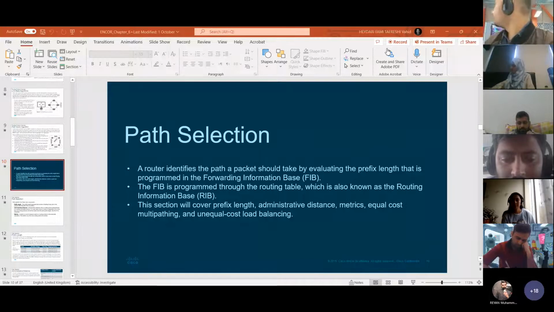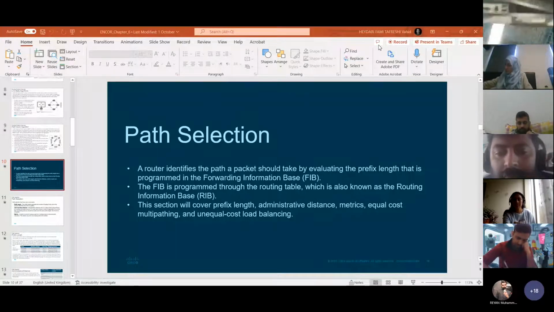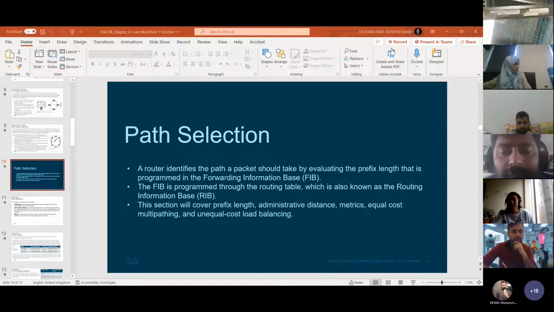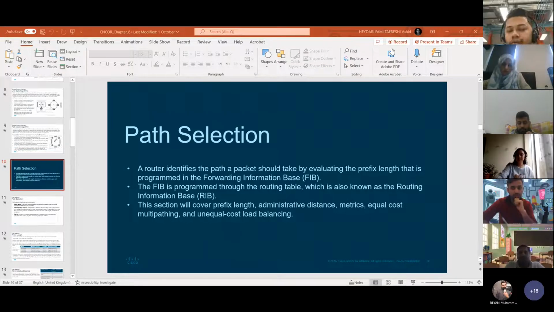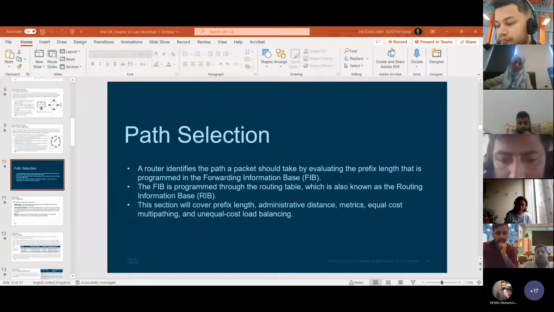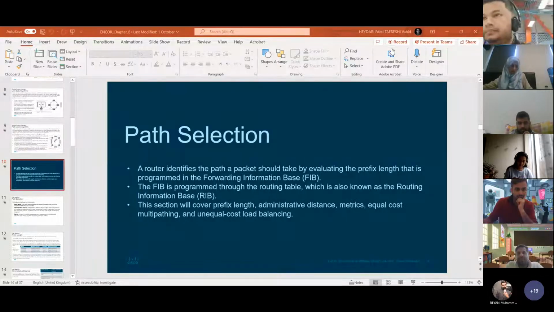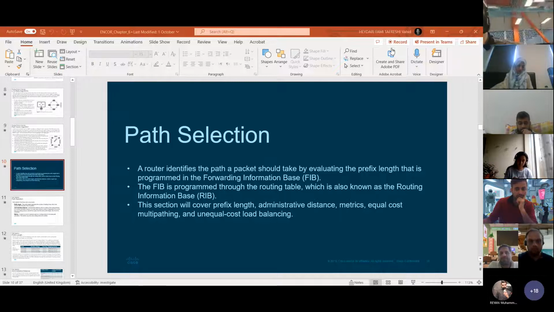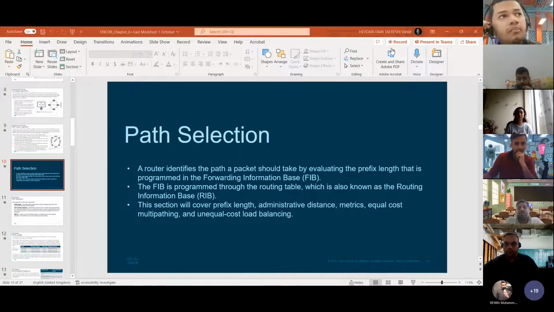So don't confuse RIP and RIB. RIP is the protocol. RIB, routing information base, is in fact your routing table. The forwarding information base, or FIB, gets its information from the RIB, and the RIB is in fact the routing table itself. We repeated that quite a lot, and you know what a routing table is. FIB is the one that actually does the forwarding for us.